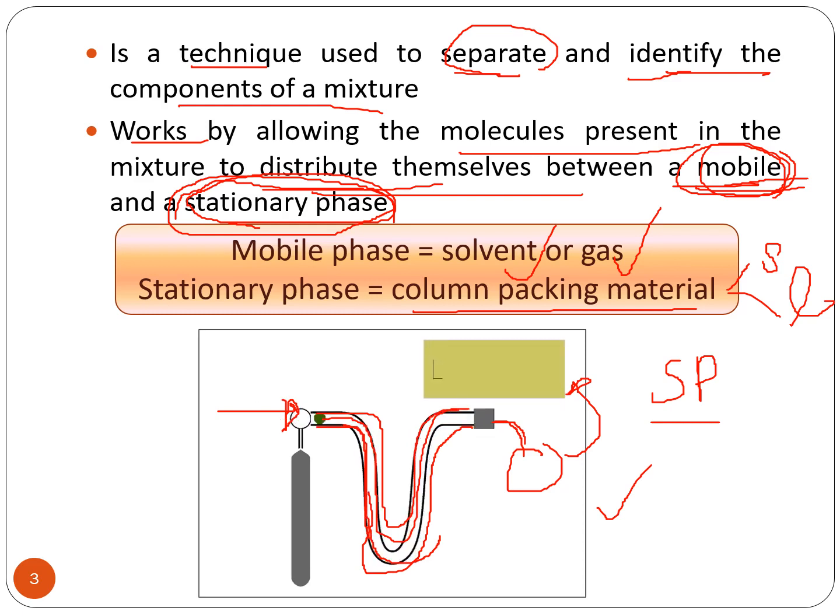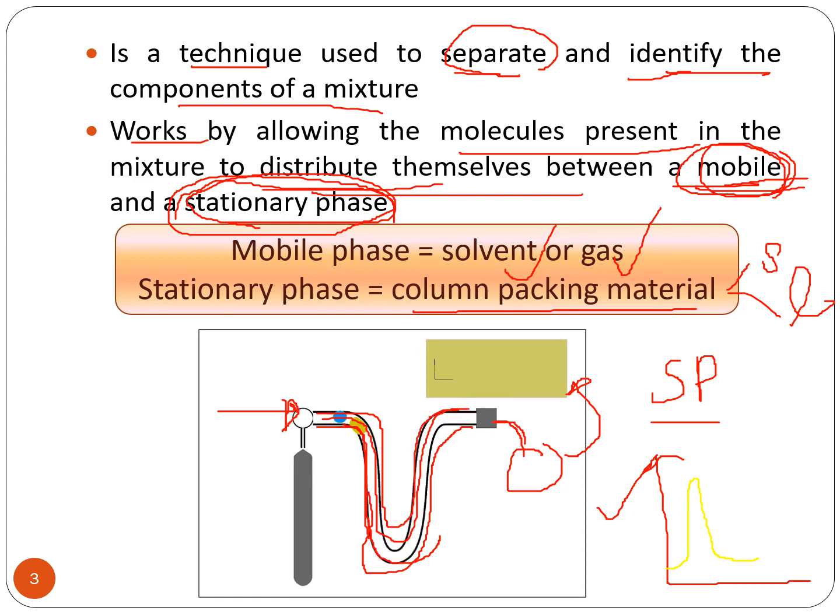Okay, apa yang berlaku pada blue component, dia adalah a little bit strongly held by the stationary phase, sebab tu dia keluar lambat daripada yang warna kuning. So dari segi chromatogram, ni adalah graf ni lah. Okay, so yang mana yang keluar dulu adalah yang warna kuning. So dia akan keluar peak warna kuning dulu. Okay, so the kuning component elute faster if compared to the blue one. Why? Because it is weakly held by the stationary phase.